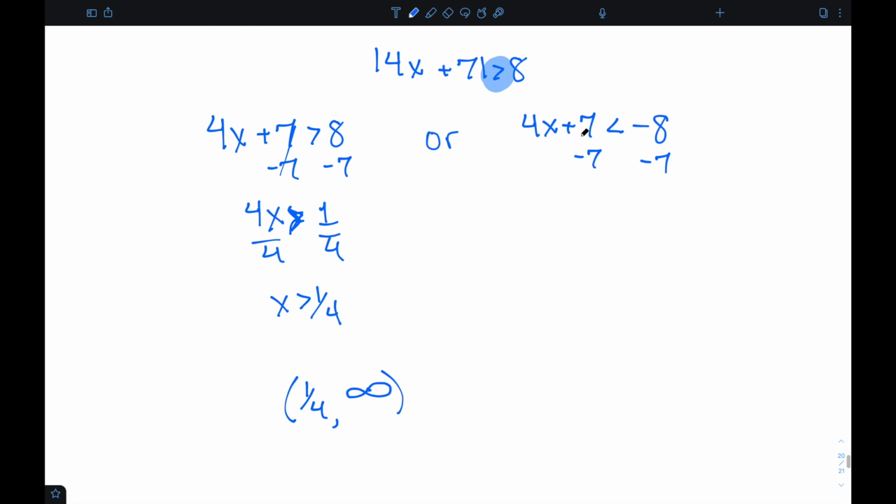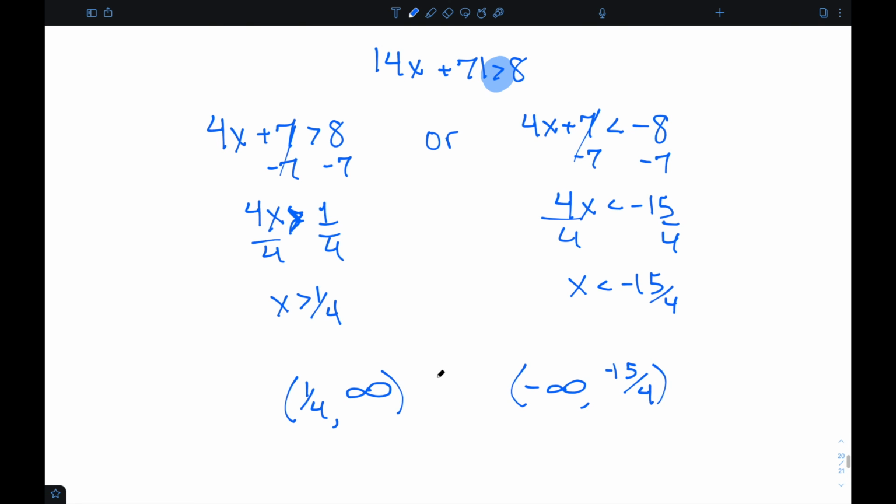For my other one, I can subtract 7 to get 4x is less than negative 15, and then divide by 4 to get that x is less than negative 15/4. So it's smaller than this, so it's going to go from negative infinity to negative 15/4. Once again, we use this U symbol, which stands for union, to indicate that we want one or the other.